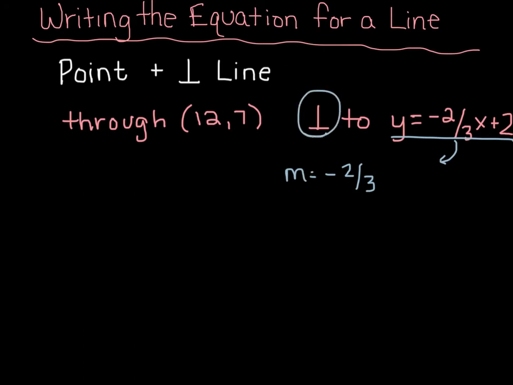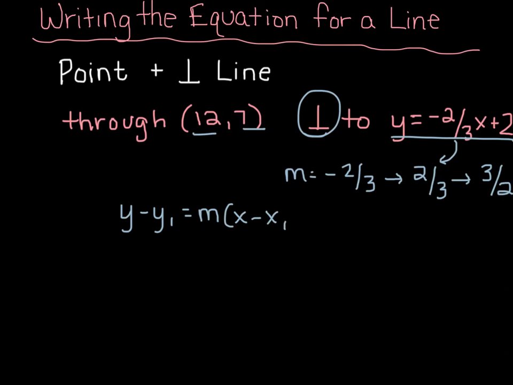But perpendicular means I need to take the opposite reciprocal. So I'm going to turn it to positive 2/3 and then flip it over and make it 3/2. That's now my m. Here's my x1 and y1. So I'm going to go straight for y minus y1 equals m times x minus x1. So y minus 7 equals m, which is 3/2, times x minus x1, which is 12.